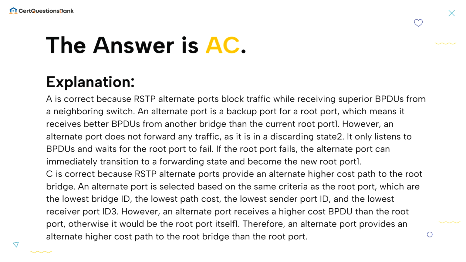C is correct because RSTP alternate ports provide an alternate higher cost path to the root bridge. An alternate port is selected based on the same criteria as the root port, which are the lowest bridge ID, the lowest path cost, the lowest sender port ID, and the lowest receiver port ID. However, an alternate port receives a higher cost BPDU than the root port, otherwise it would be the root port itself. Therefore, an alternate port provides an alternate higher cost path to the root bridge than the root port.